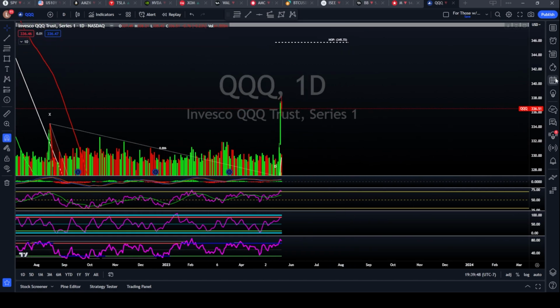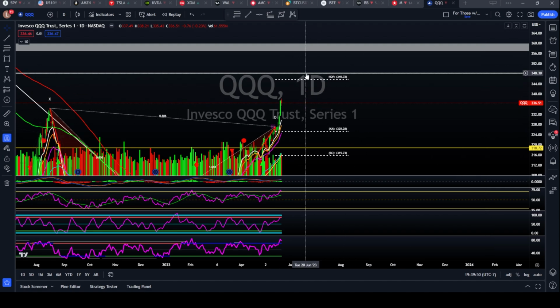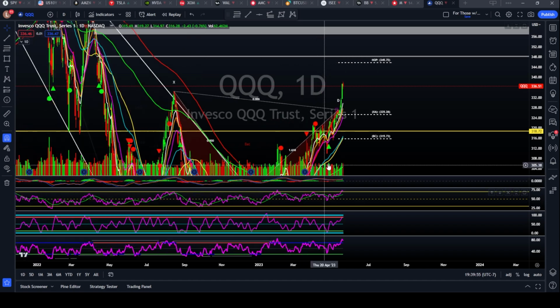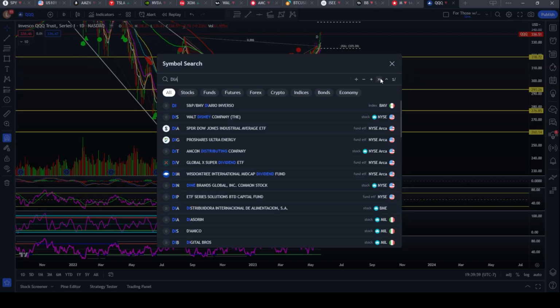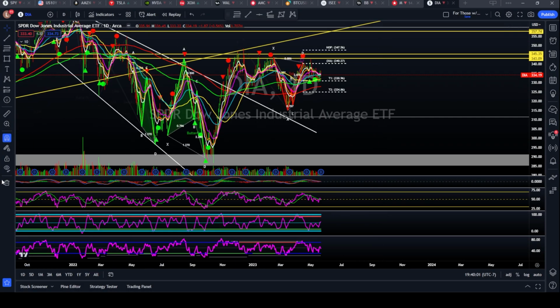So if you push upwards towards the top, look to fill that gap, and then potentially come back down because you are a little bit overextended here on the daily. So definitely keep an eye out on the triple Qs. Jumping over to the Dow Jones here. Move some of my drawings here.